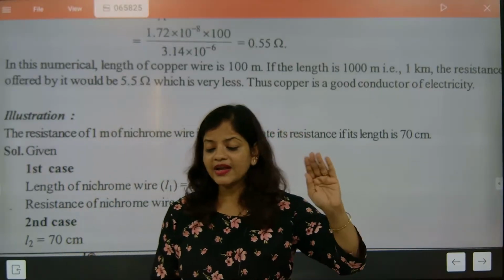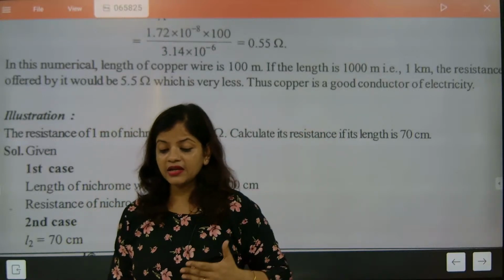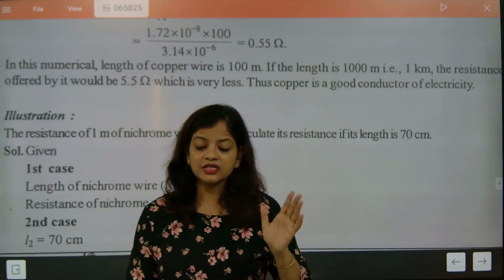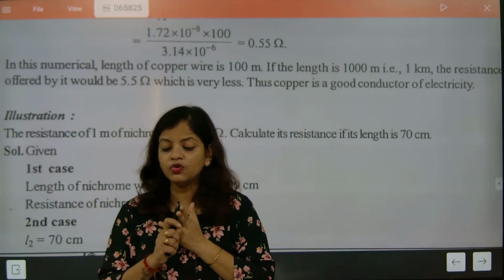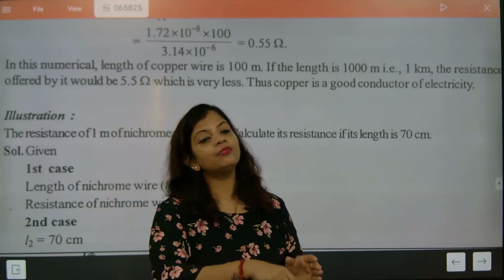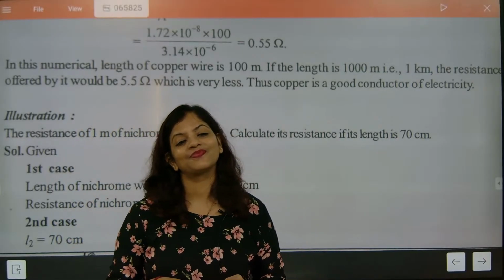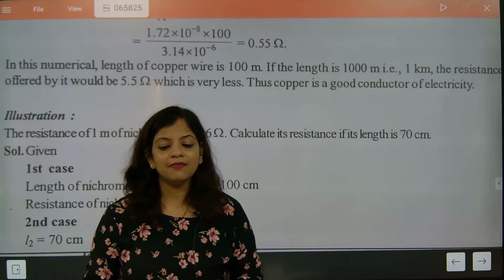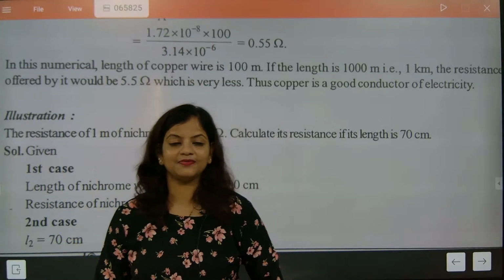Now, why is nichrome used over constantan or manganese? Because manganese and constantan are also alloys, but we are using nichrome because it has two specific properties. Can you tell me what the special properties of nichrome are? High melting point, that is high oxidation state. Very good. Next point.